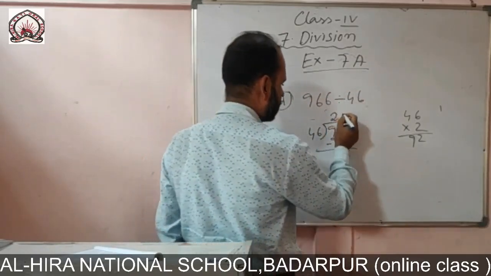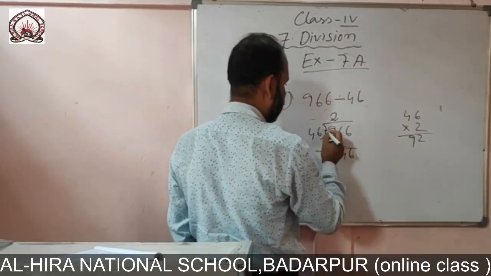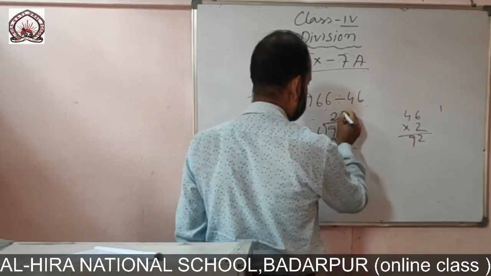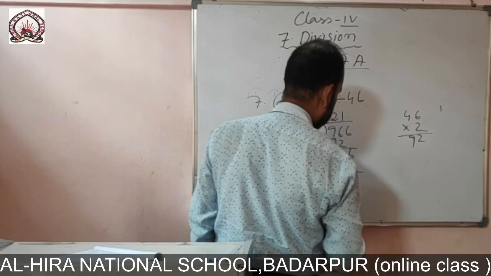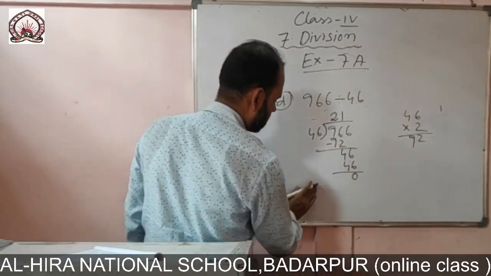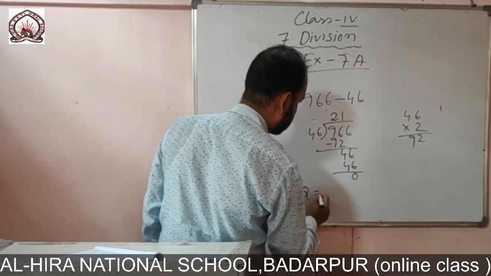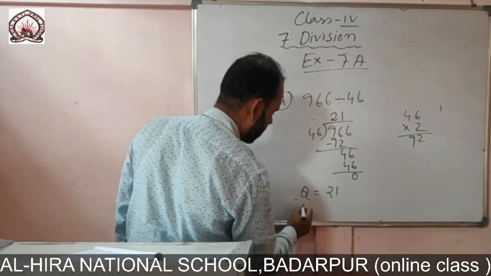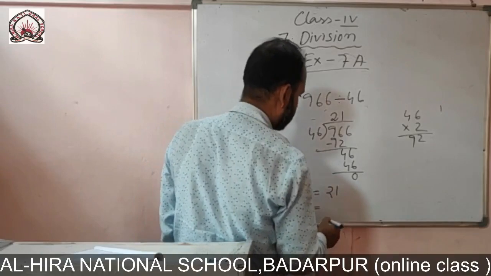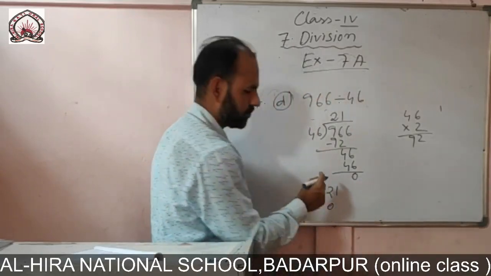Then 46. 46 1 jar 46. Remainder 0. So Q is equal to 21 and remainder R is equal to 0. Next question.